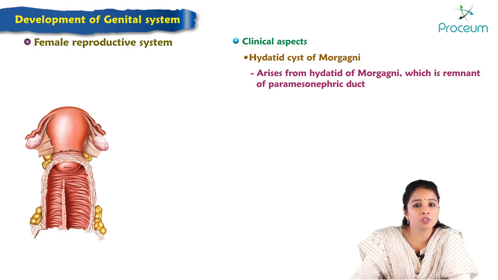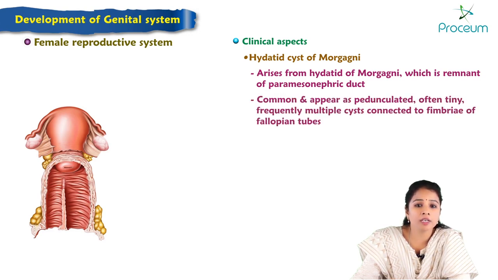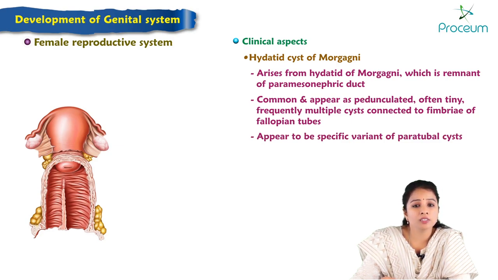So, hydatid cyst of Morgagni, also known as hydatids of Morgagni or Morgagni cyst, are common and appear as pedunculated and often tiny and frequently multiple cysts connected to the fimbria of the fallopian tubes. They appear as a specific variant of paratubal cyst. So, that is about the hydatids of Morgagni. With this, we complete the development of the female reproductive system with its clinical aspects. Thank you.